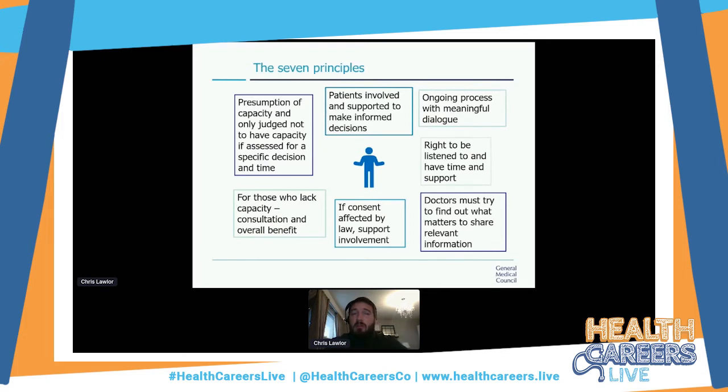When we start thinking about children, we have guidance that relates to this and focuses on patients under the age of 18. Patients under the age of 18 still have the right to patient confidentiality. Just because you are treating a child does not necessarily mean that straight away you are going to share any information they tell you with their parents or other people who are involved in their care.